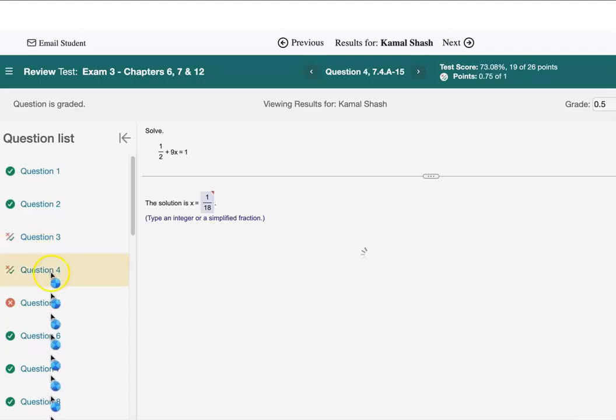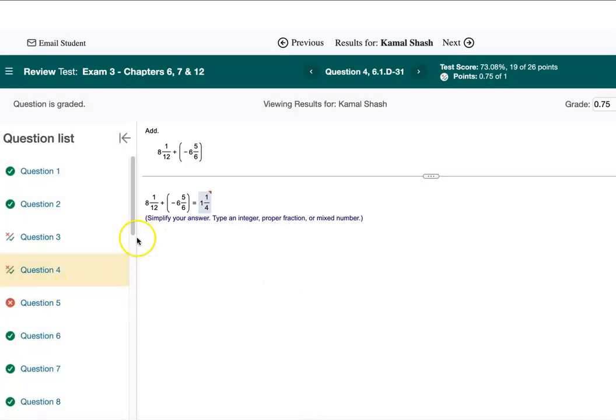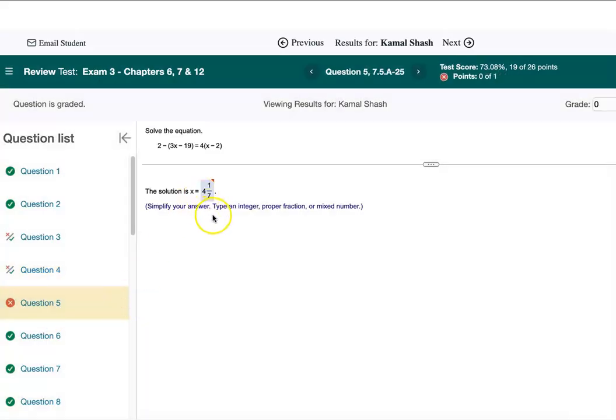Question 4. I had gone through some of these previously, so I think I'd given you some points back on this one. You were real close on this one, so I did give you partial points back. But the 3/12s, always be sure your fractions are reduced. So 3 goes into 3 once, 3 goes into 12 4 times, so you should have had 1 1/4. Again, here we're looking for integer, fraction, proper fraction, or mixed numbers. So we don't want any decimals.